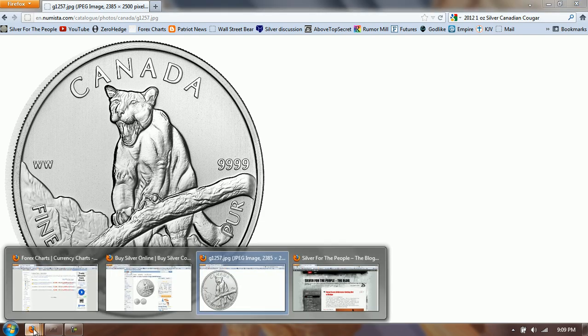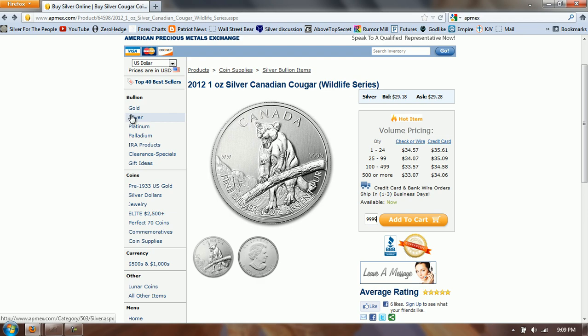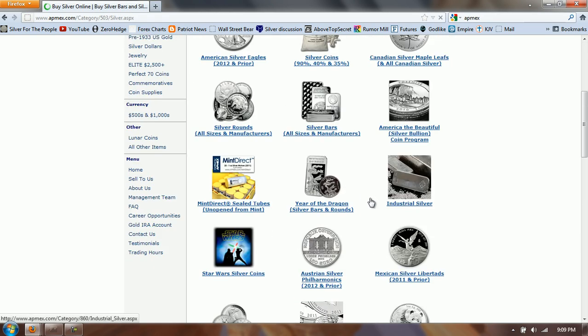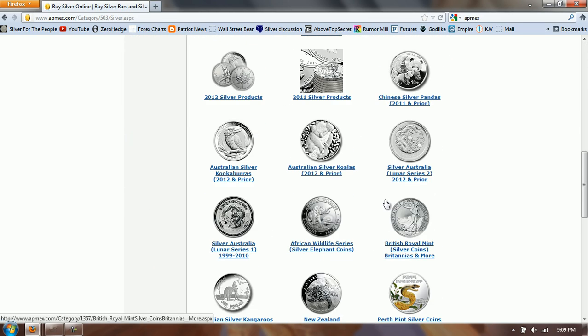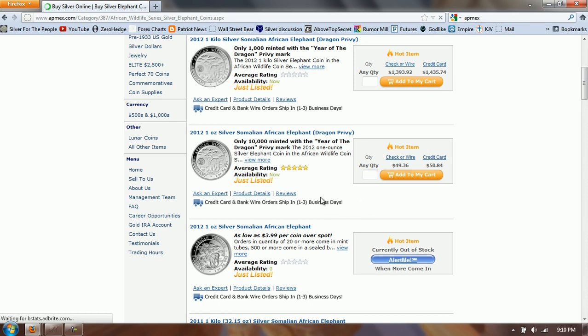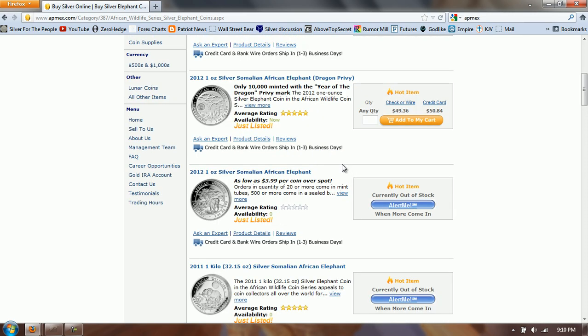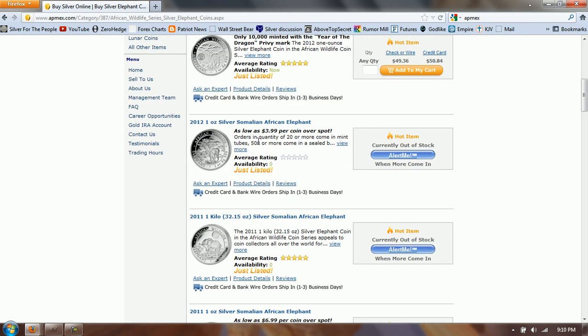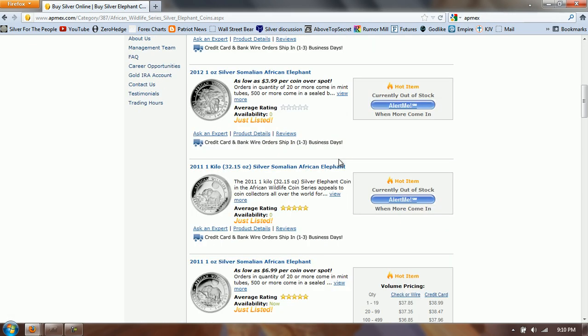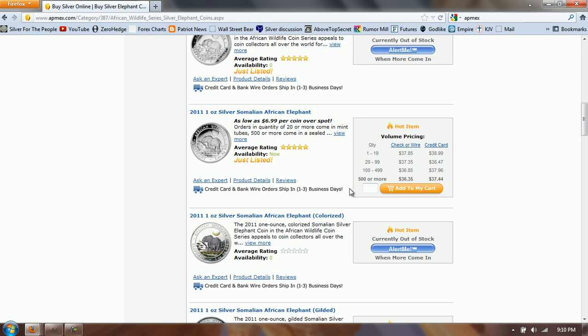Now, the other one that I wanted to go to is the Somali elephant. I've been covering that quite a bit. The last one I purchased was the 2011. I think that I recommended the 2012 as a good deal, and I think they all disappeared. The Dragon Privy one is there, but the standard 1 ounce is not available right now. It's sold out. But they do have the 1 ounce 2011.